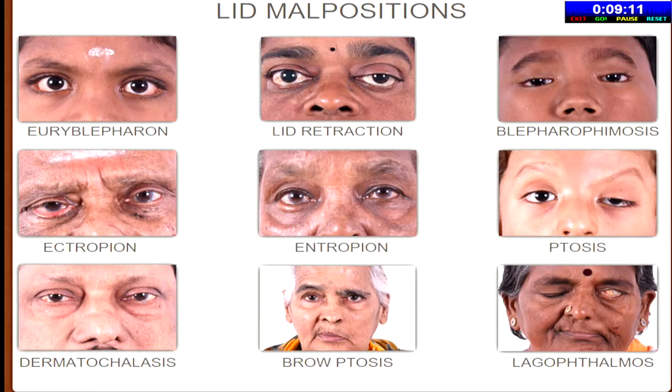Okay. So there are different malpositions in the eyelid, like euryblepharon, which is lengthening of the horizontal palpebral fissure. I look for any lower lid retraction, look for blepharophimosis here. You can see this patient has got an ectropion in the right lower lid. Look for dermatochalasis, entropion, or any ptosis, and any brow ptosis here. The patient has got lagophthalmos, but he has a brow ptosis and also lagophthalmos. So all these should be documented when the patient comes, and all this should be seen with the patient's eyes open.